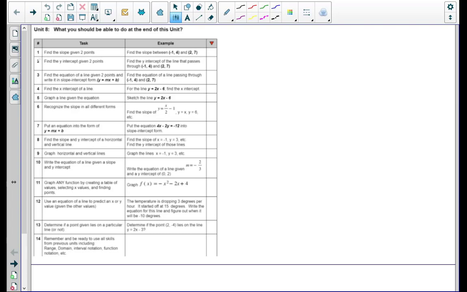All right, so the first skill you have to know for Unit 8 is find the slope given 2 points. Okay, so you know the slope formula. And the slope formula is y2 minus y1 over x2 minus x1, which is basically rise over run, or the change in y divided by the change in x.